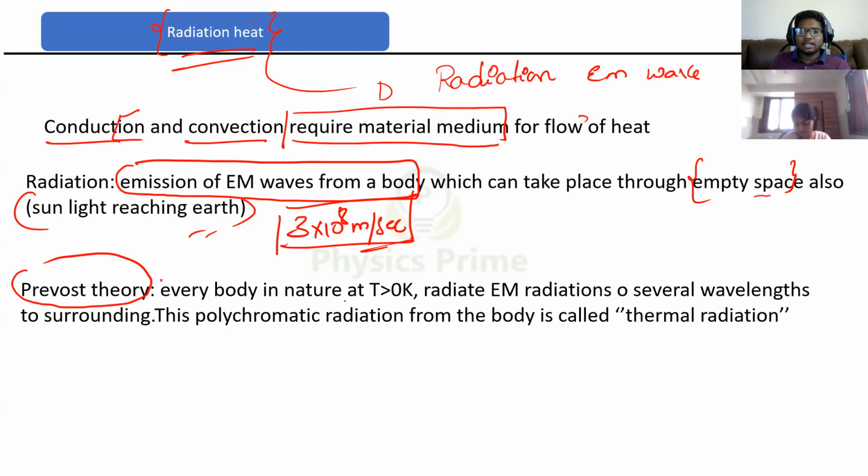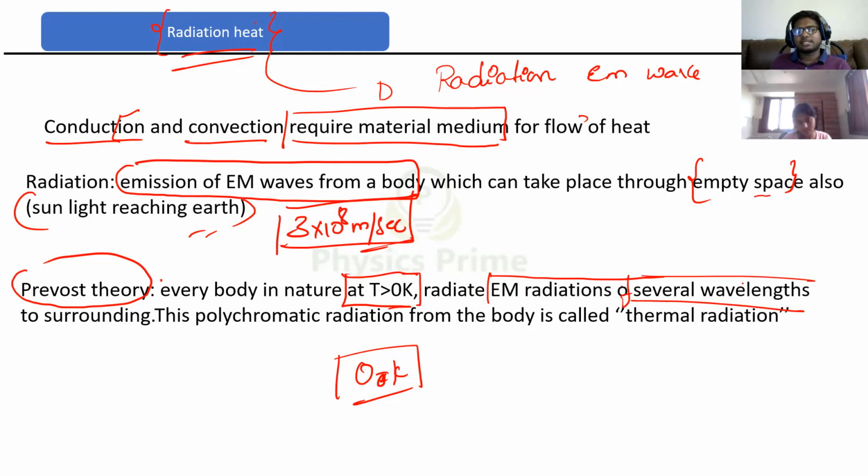That every body in nature which is at a temperature greater than 0 Kelvin, that means only at 0 Kelvin it will not radiate, molecules will not vibrate, then the radiation will not happen. But at every other temperature, that is every temperature greater than 0 Kelvin, every body in this nature radiates electromagnetic radiations of several wavelengths. That means at different wavelengths to the surroundings.